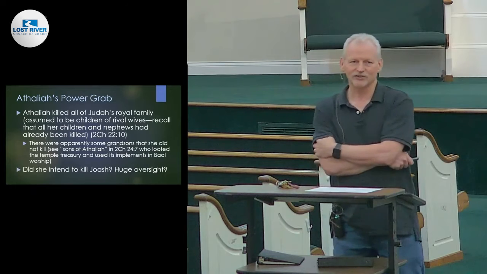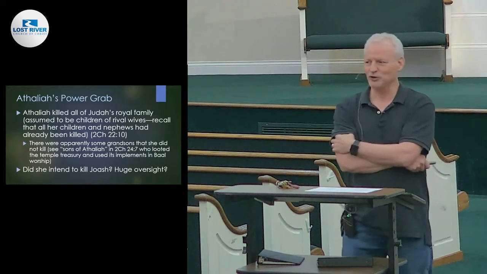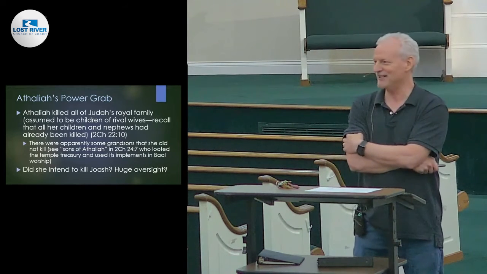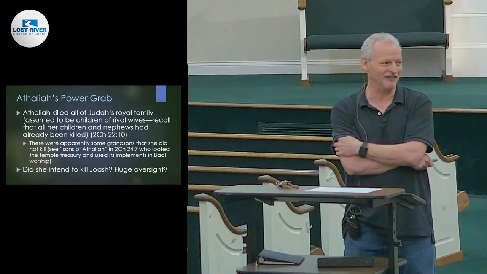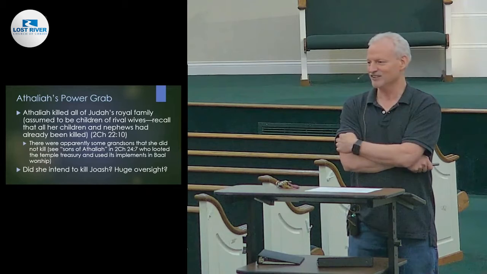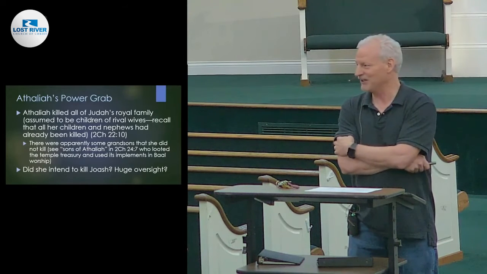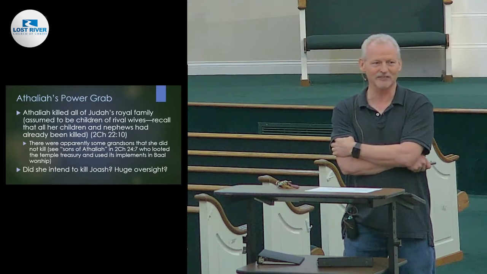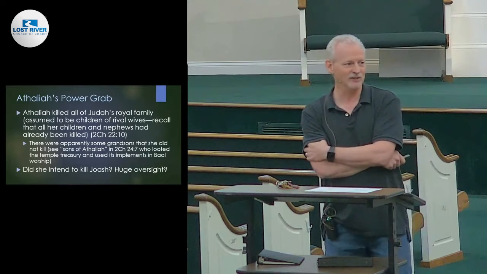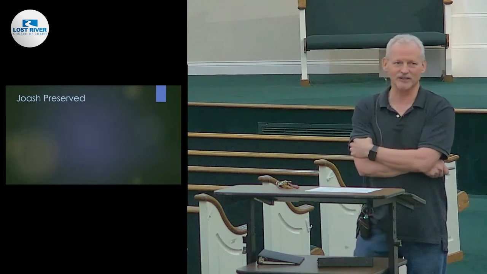Did she intend to kill Joash or not? Or was this a huge oversight on her part? I mean, the main contender for the throne, Joash, the only surviving son of Ahaziah, is still alive. Did she just forget about him, or did she look for him and couldn't find him? What happened there? Well, we're not given the details about that. We just know that he was under protection.